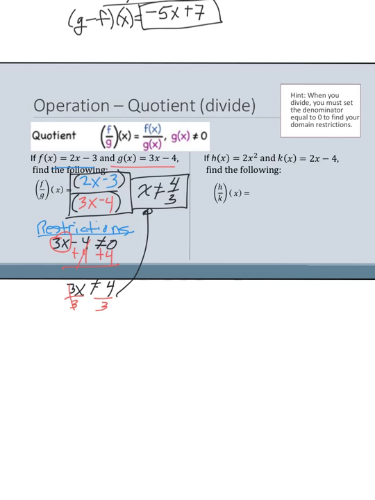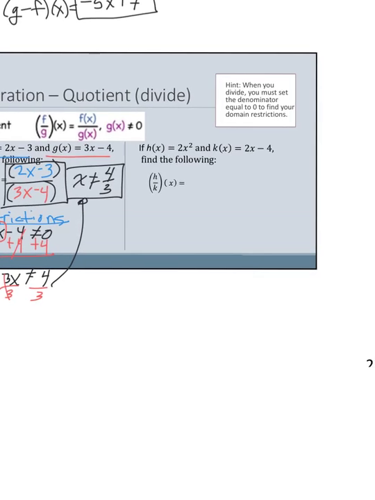Okay? All right, last problem. We're going to take h and divide it by k. So h is in blue, and k I'll put in red. So h comes first, so I've got 2x squared, and since it's a monomial, I'm not going to put it in parentheses, over, then our k is 2x minus 4. So the numerator, a monomial, cannot be factored. So it's going to stay 2x squared over.